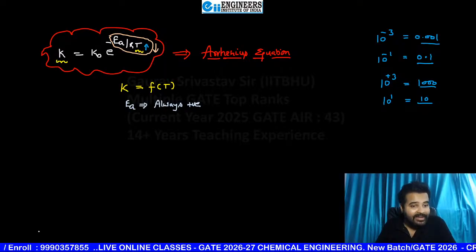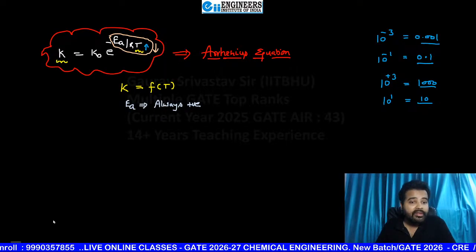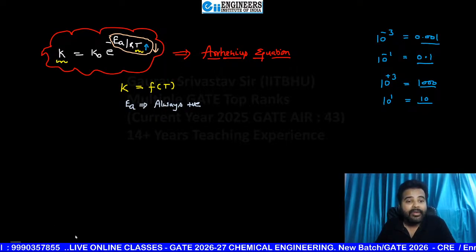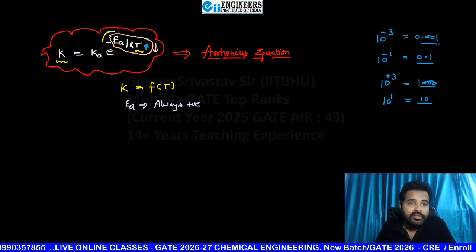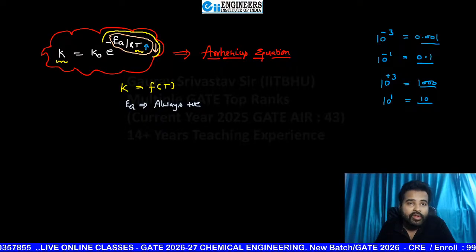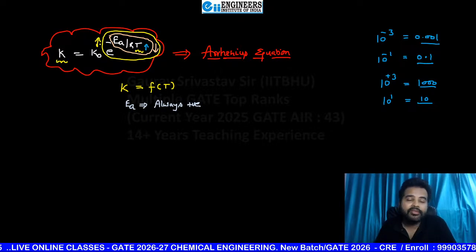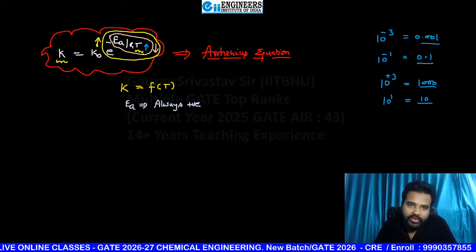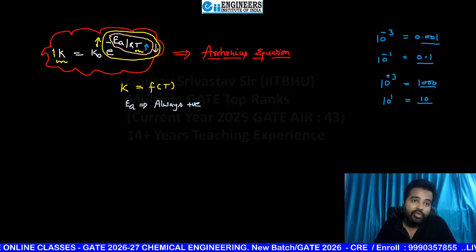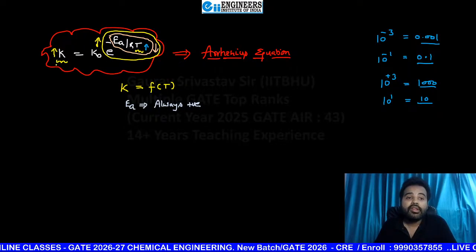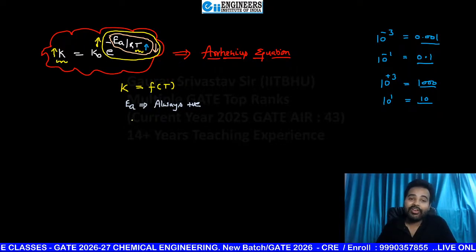And if the negative power is going to decrease, then what will happen with this full value? This is going to increase. And if this is going to increase, k is also going to increase. So beautiful conclusion you got here.